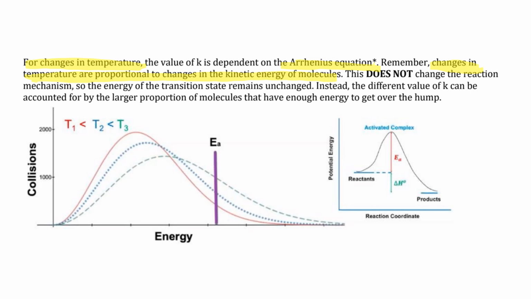We are not changing the mechanism of the reaction. We are not changing the transition state. Instead, by changing the temperature, we're going to get a different k value because we're accounting for a larger proportion of molecules that have enough energy to get over the hump.